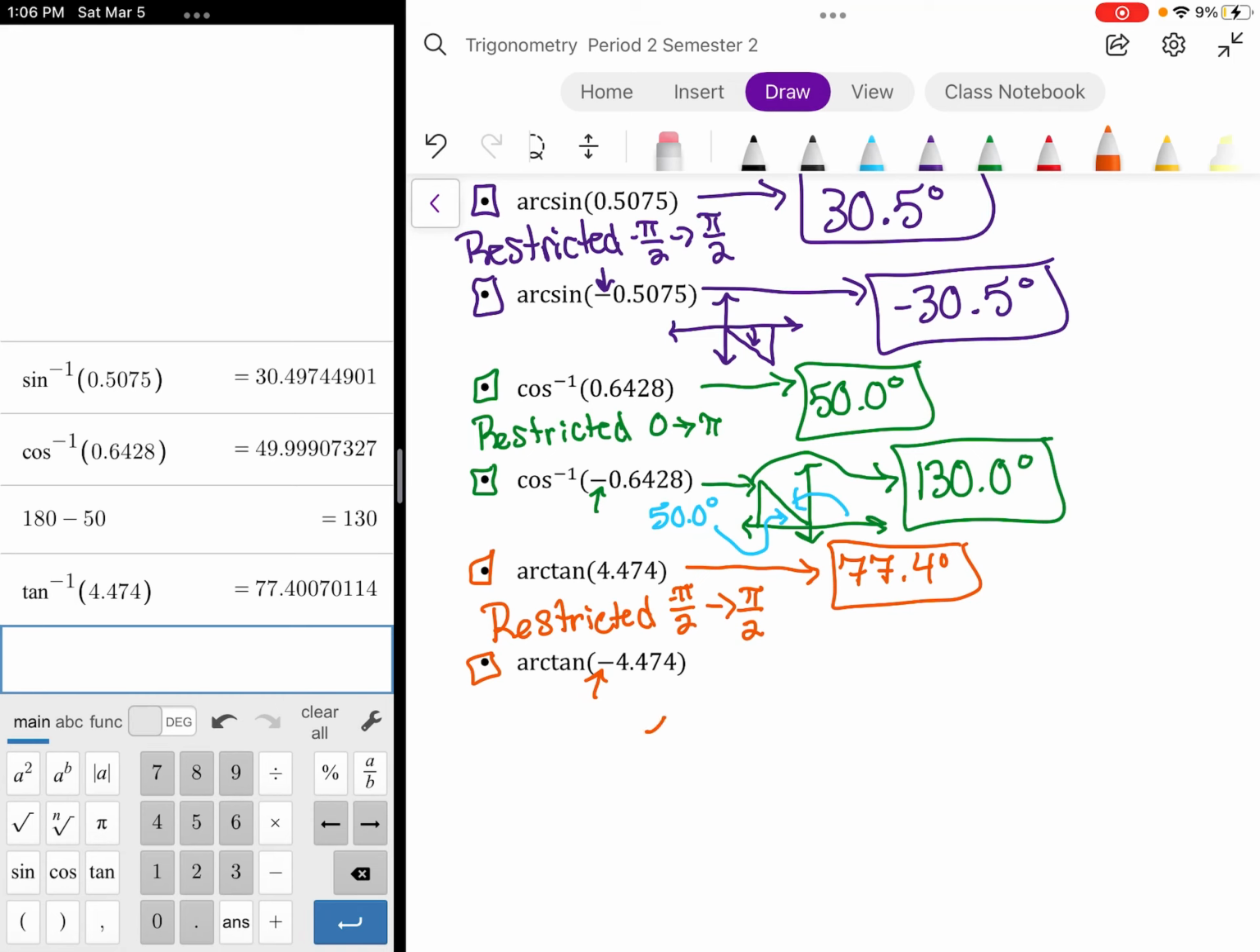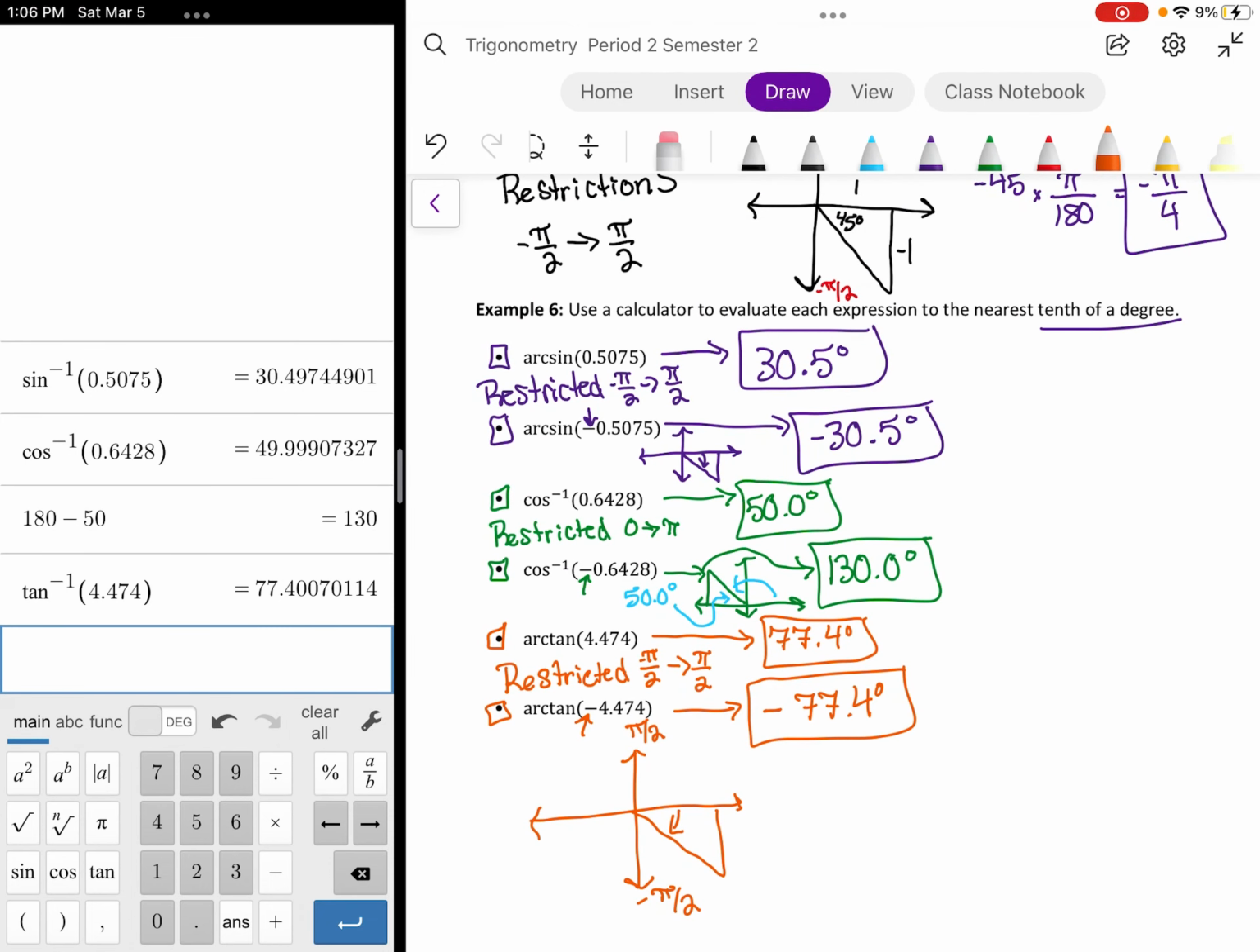Then the next one, we have a negative value. And because tangent is restricted from negative pi over 2 to pi over 2, this one will have to be in the fourth quadrant because it's negative. So our answer is just going to be negative 77.4 degrees.